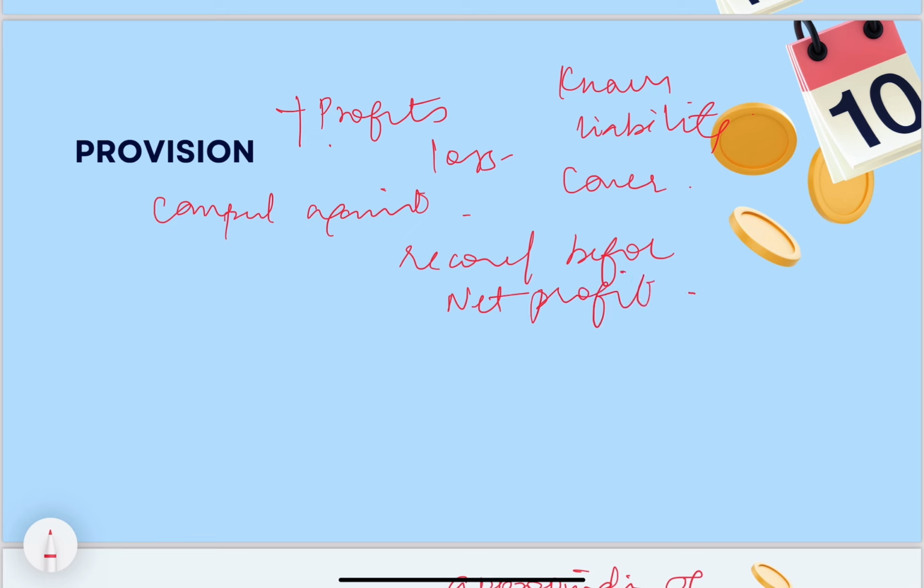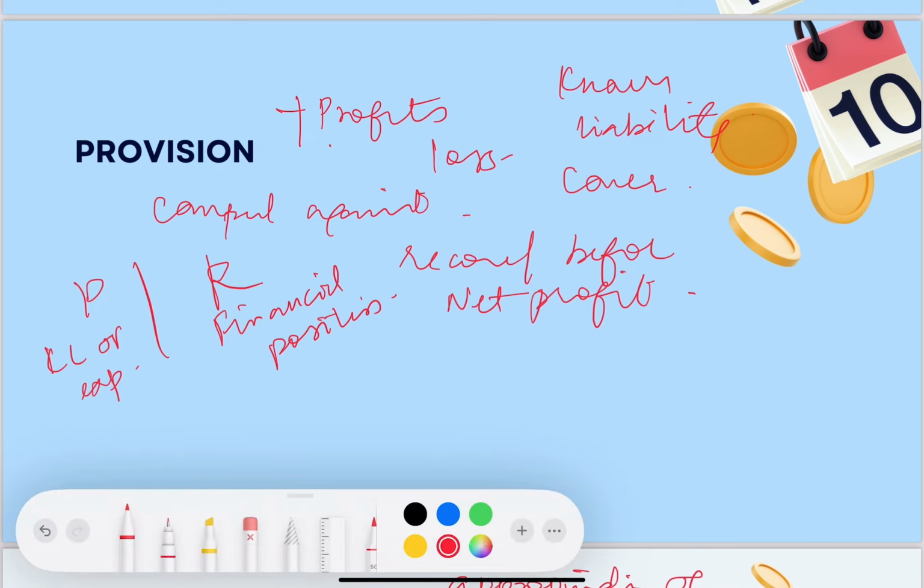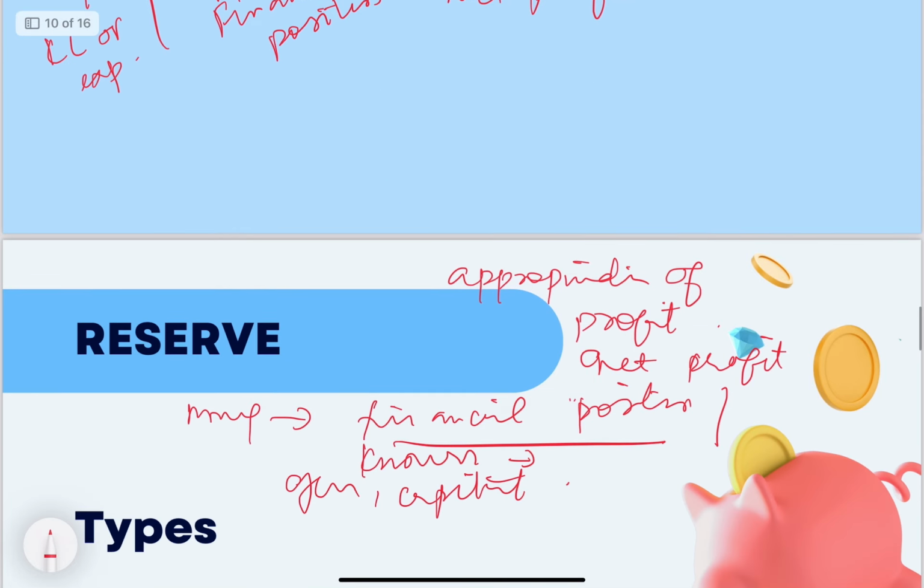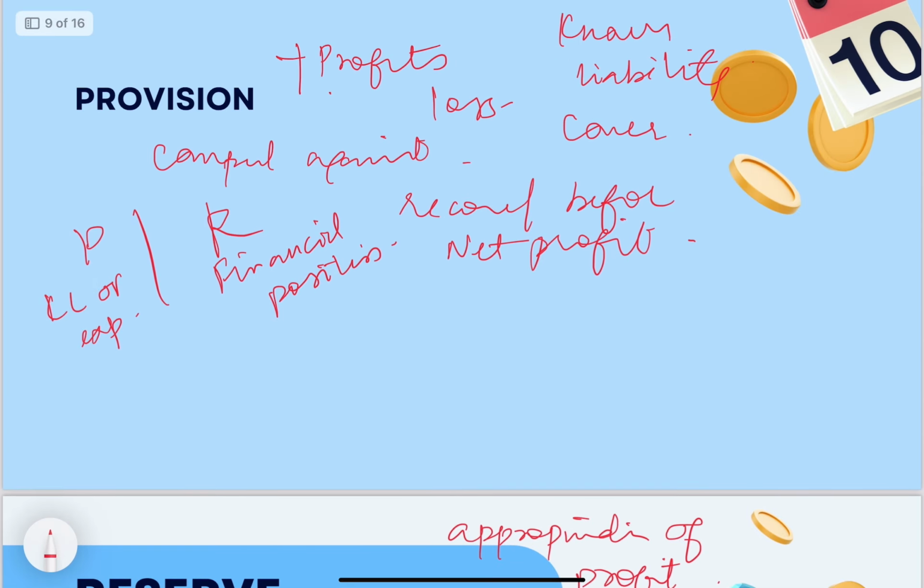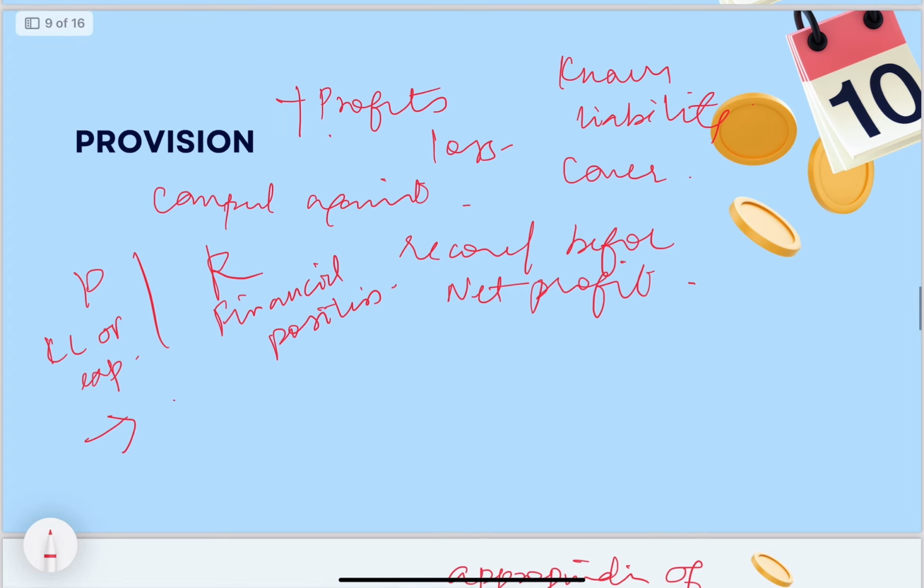Get it? So how do you differentiate provision and reserve? Provision is for a known liability or expected loss. Reserve is for strengthening the financial position. Next, provision is charged against profit, but a reserve is an appropriation of profit. And the nature is, provision is charged against the profit. Yes, I said that, right?